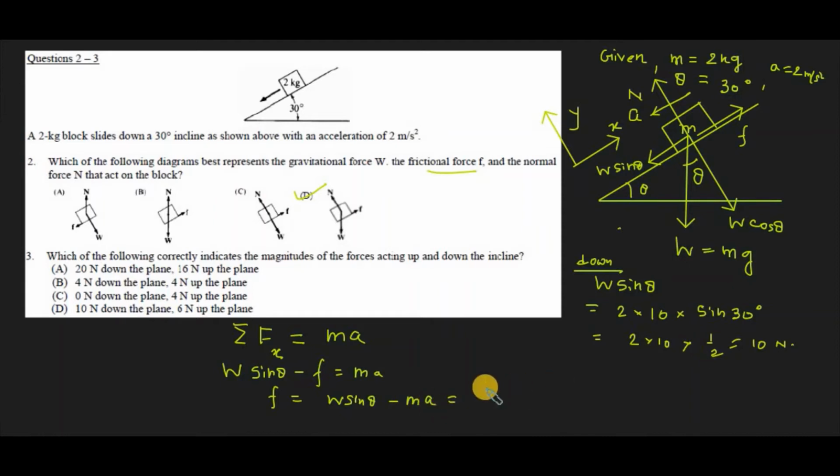W sine theta we have already computed, that is 10. Mass is 2 kg, and the acceleration is also 2. That means we'll be getting 6 Newton. The option would be D.